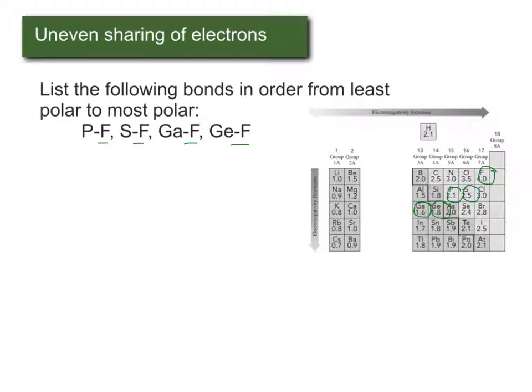So sulfur is the closest to fluorine on the periodic table, and it's also got the closest electronegativity. So the SF bond is going to be the least polar, and then phosphorus is right next to that, so the PF bond will be next. Germanium is right here, Ge, that is going to be the next, and then the most polar one is going to be the gallium fluorine bond, because there's a difference of 2.4 electronegativity between them, between the 4 and the 1.6. So that's going to be the most polar bond of the four that we have listed.